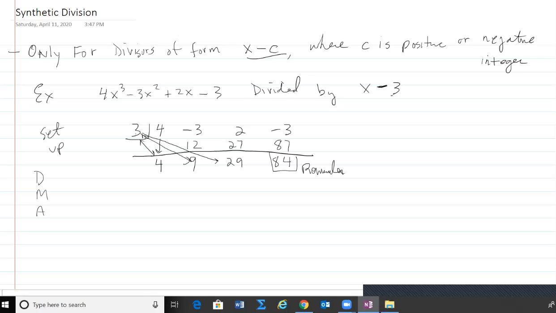And we write our answer as this. Now notice when you're dividing by a degree 1 divisor, the quotient will be 1 degree less than the original. And that will start off with a 4x squared plus 9x plus 29, plus 84 over the x minus 3.